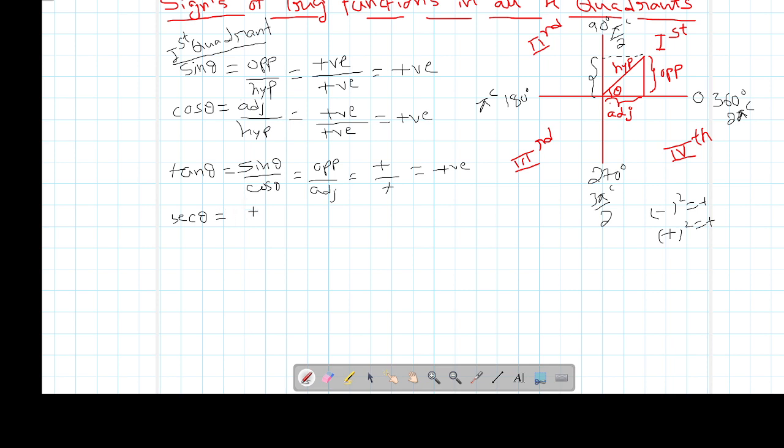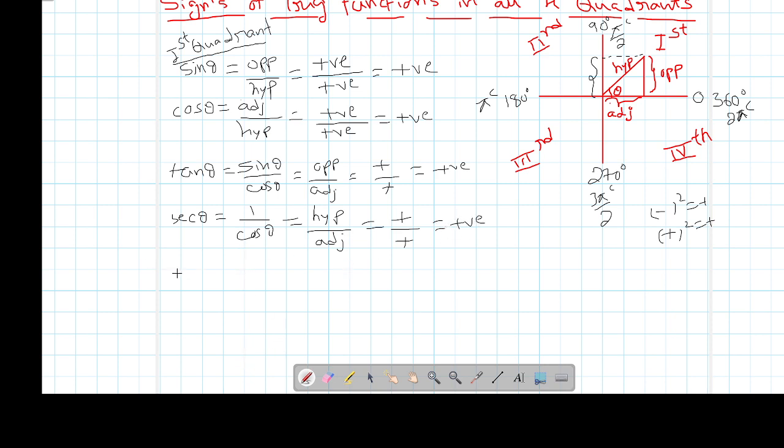Secant theta. What is secant theta? It is 1 divided by cos theta. Or if you write it in terms of the ratios, it will be hypotenuse divided by adjacent. So hypotenuse is always positive. Adjacent: look at the adjacent in the first quadrant. This is positive. So the answer will be positive.